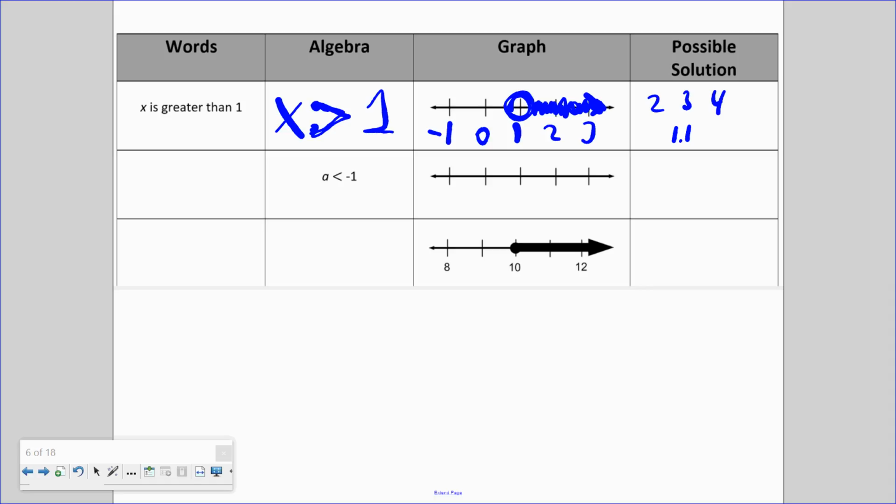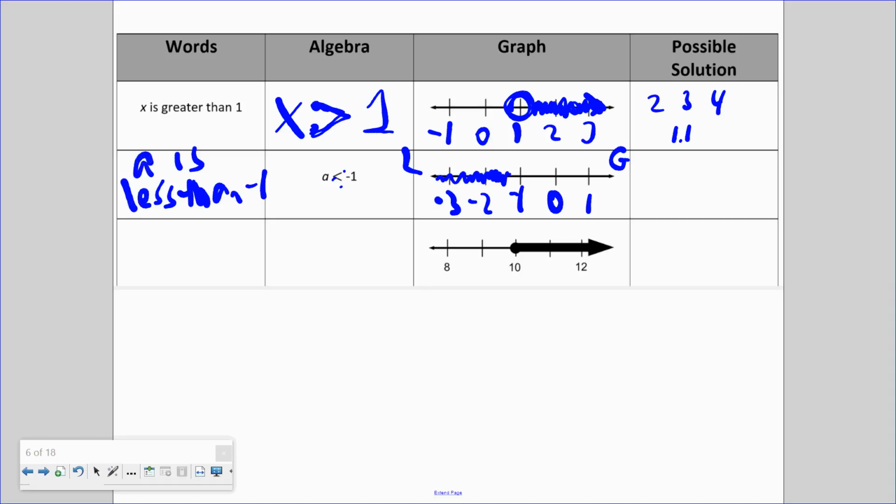Our next one, algebra. A is less than -1. So let's graph it, -1. This is greater, so 0, 1. This is less, -2, -3. So A has to be less than -1. Again, a number line goes from least to greatest. So less has to be all of these numbers. So -3, -2 are less than -1. Can it be -1? Nope, it has to be less than that. Open dot.